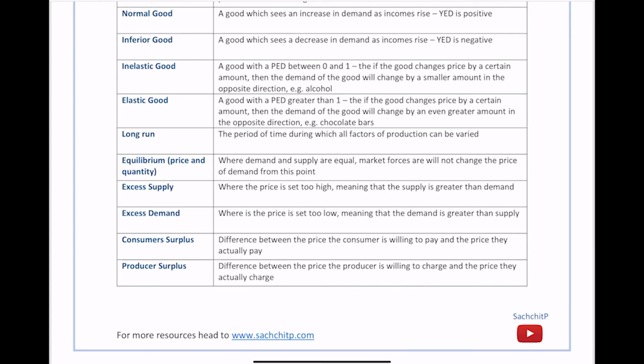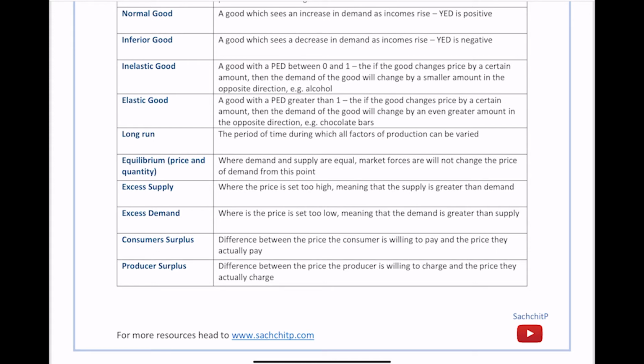Excess demand is basically the same thing, but your price is set too low. So let's say again, that's supply and that's demand. If your price is set too low, that's your supply, that's your demand. So you've got this much in excess demand. That's just where your price is too low, and then your demand is greater than supply.